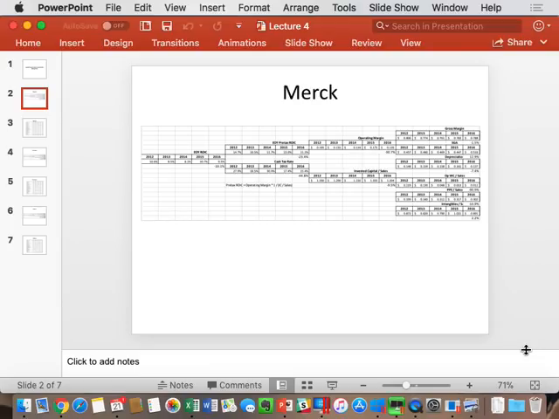So using Merck's live data through 2016, they just reported 2017, and I haven't updated it yet. So this is through 2016.